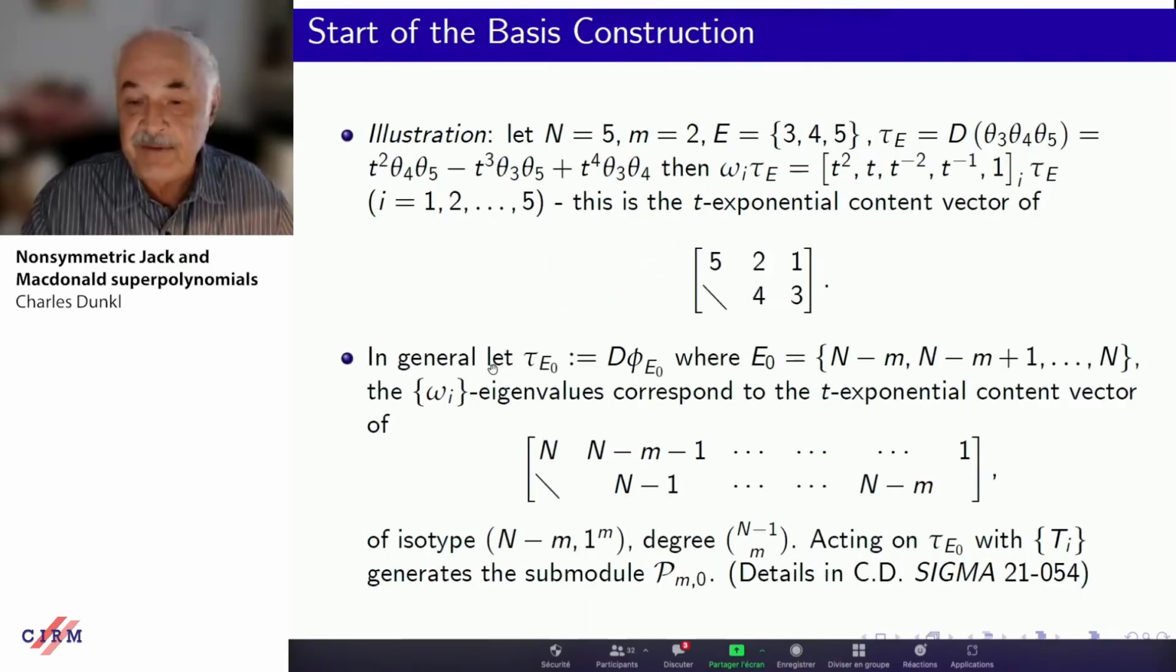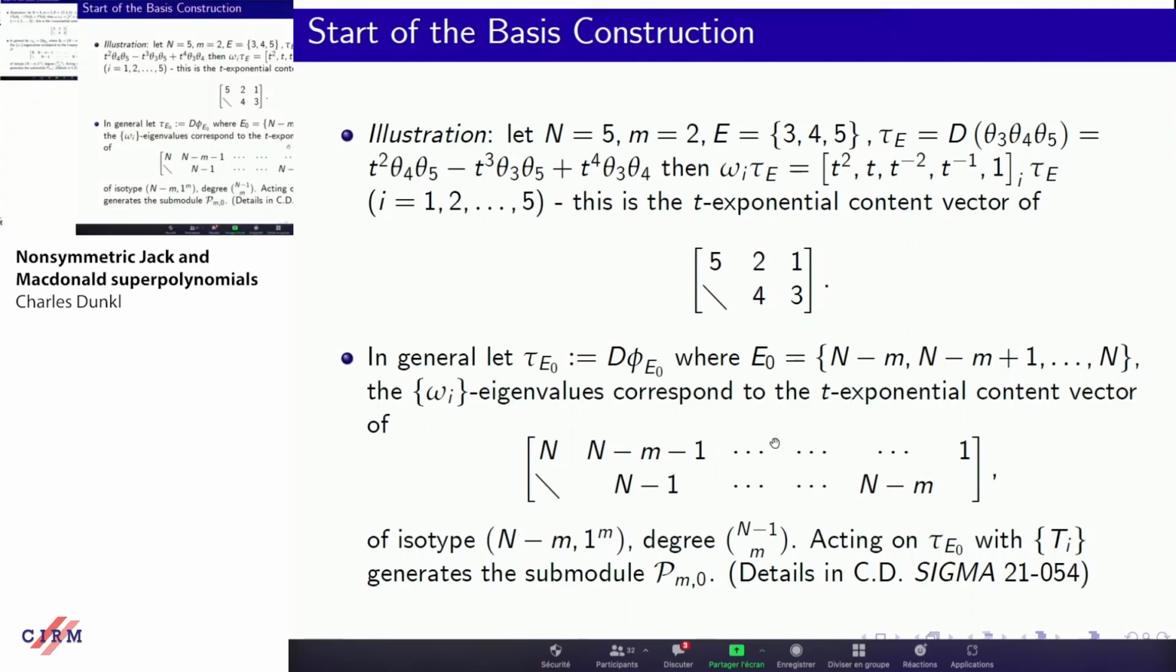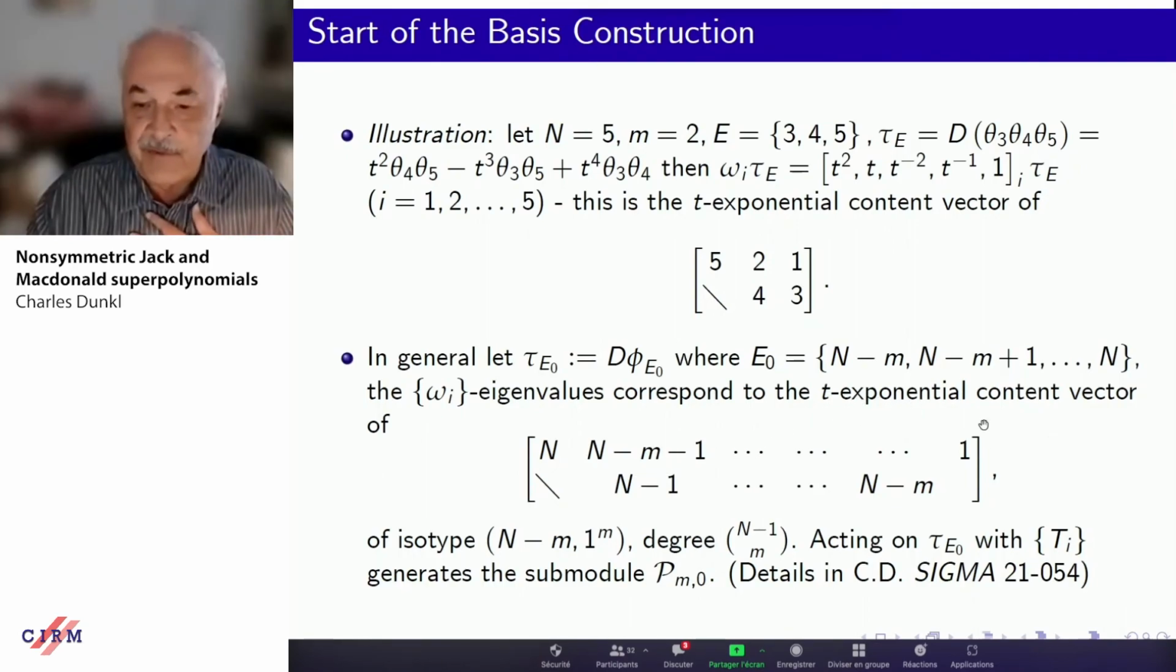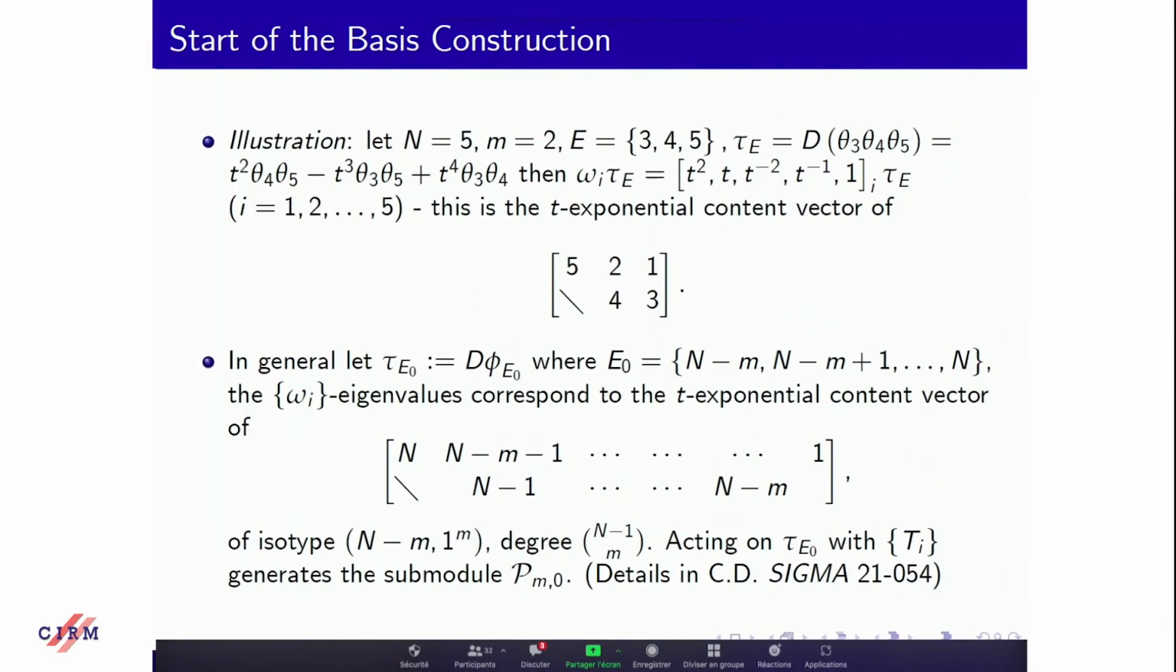In general, we do the same thing. We take the set E_0, which has the biggest numbers in the first column. The eigenvalues correspond to t to the contents, the same thing we had before. Again, the degree is n−1 choose m. And if you act on τ_E with the T_i's, you get a submodule.